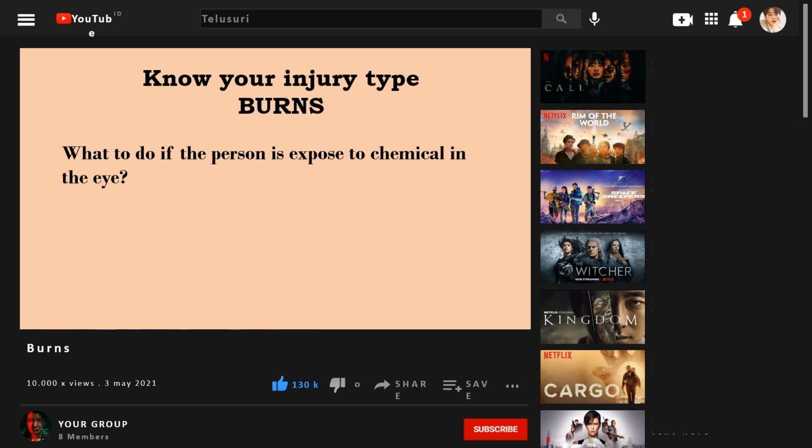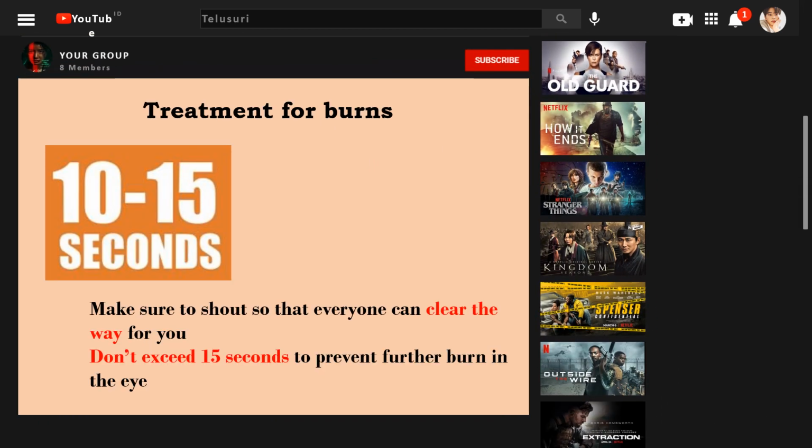Now, what to do if the person is exposed to a chemical burn in the eye? Let's think about it. So, the first step to treat a chemical burn in the eye is to make sure to shout so that everyone can clear the way for you to prevent a crowded place. And remember, don't exceed 15 seconds to prevent further burn in the eye. Remember the 10 to 15-second rule.